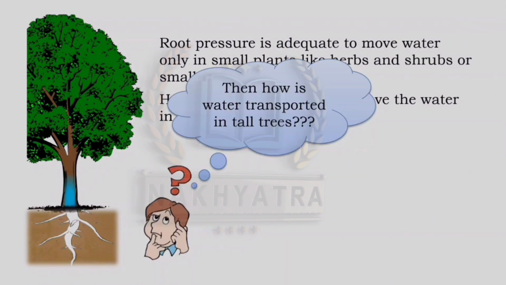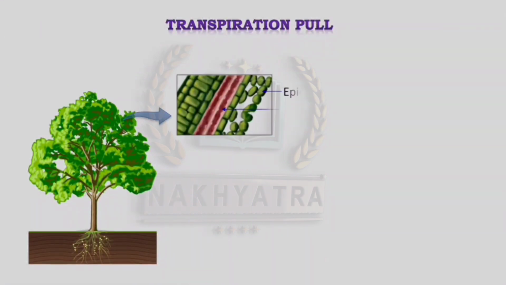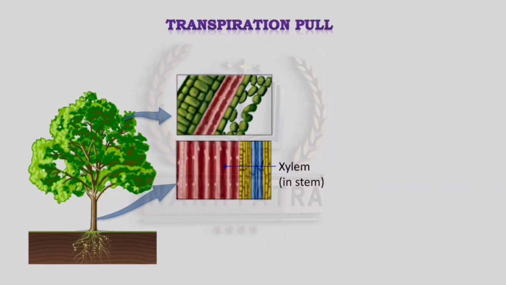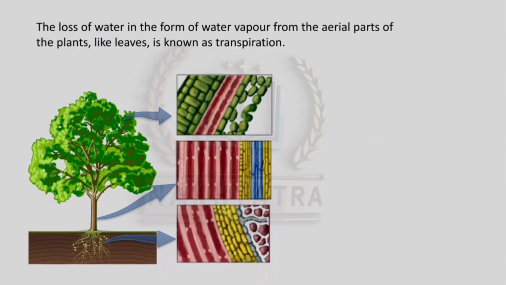So have you ever thought then how water is transported in tall trees? So now let us see the transpiration pull. In leaves, as you can see here, these are the epidermal cells and this is the xylem. In stem, this is the xylem, and in roots, this is the xylem. The loss of water in the form of water vapor from the aerial parts of the plants like leaves is known as transpiration. So this is the definition of transpiration.